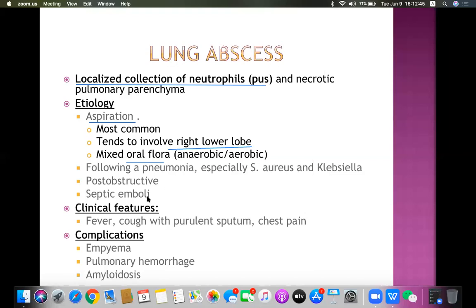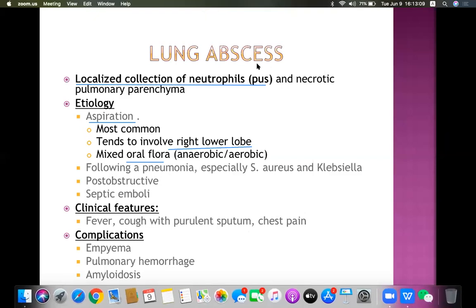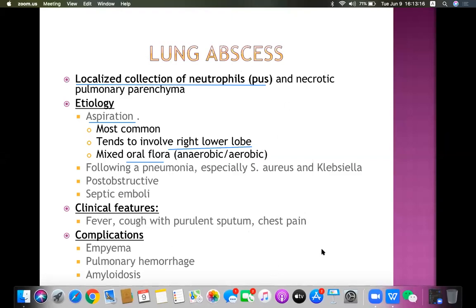Another cause is septic emboli. Okay, inside the lung, the organism has come from some other area, that is called septic emboli, and it may cause repeated infection and lead to abscess. Now the clinical features, because this is an infection, remember, so fever will be there. There will be chest pain, and there is cough with purulent sputum. Okay, cough with purulent sputum. These are important ones.